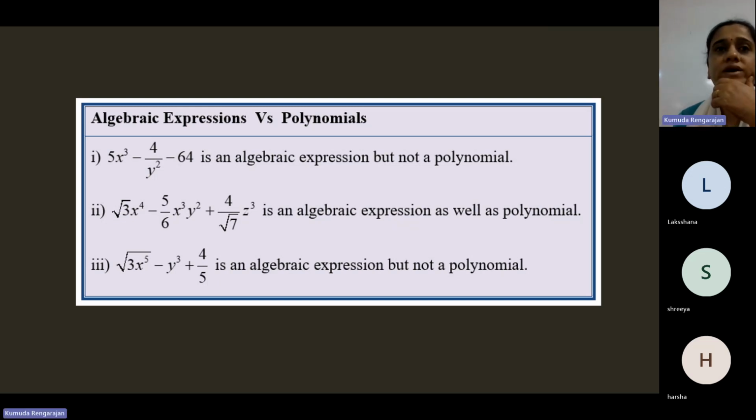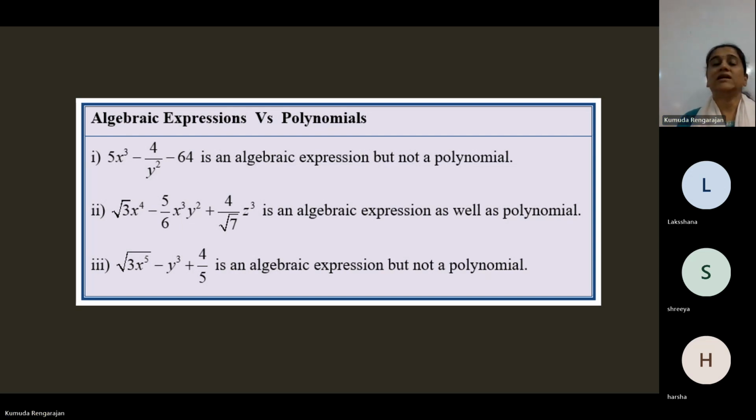So what have we seen so far? Constants, variables, algebraic expressions, polynomials. Very good. Now, when you classify polynomials, you can classify polynomials based on two categories: based on the degree and based on the number of terms.